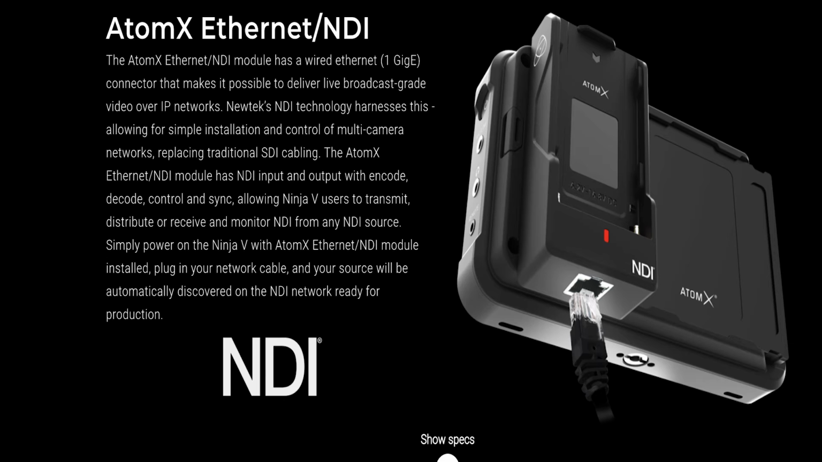Number 5, Atomos X NDI module. This is a module that plugs into the Atomos recorders and the monitors that basically converts NDI so you could see it on the monitor, or if you're playing something out of it, goes down the NDI to your production machine. It's really kind of handy.